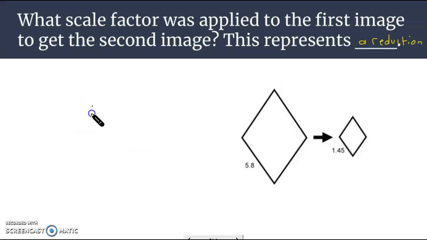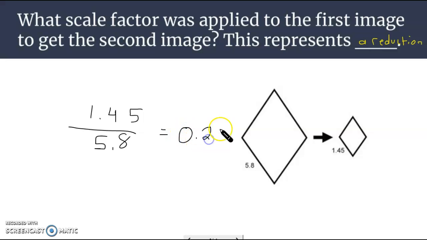We're going to take the 1.45 and divide it by 5.8. Comes out to 0.25. Or you can think of it as a fourth. The first image got shrunk or reduced, shrunk down to a size 1/4 of the original size. You could also say that the second image is 1/4 the size of the first image.